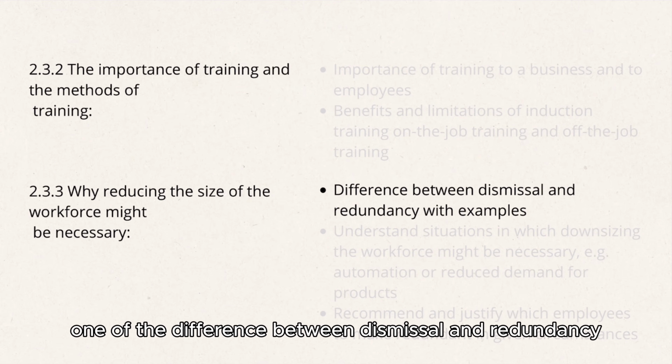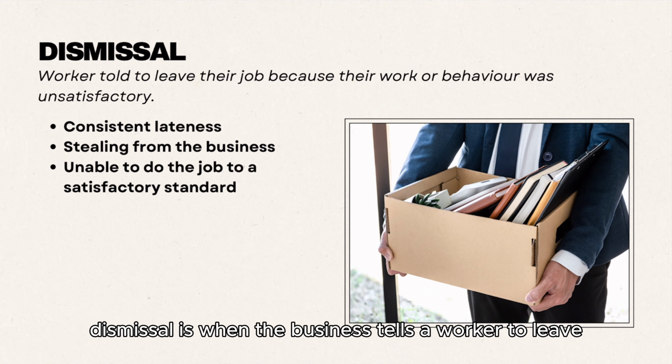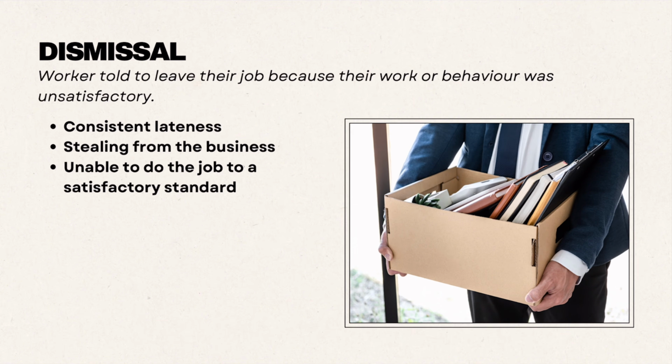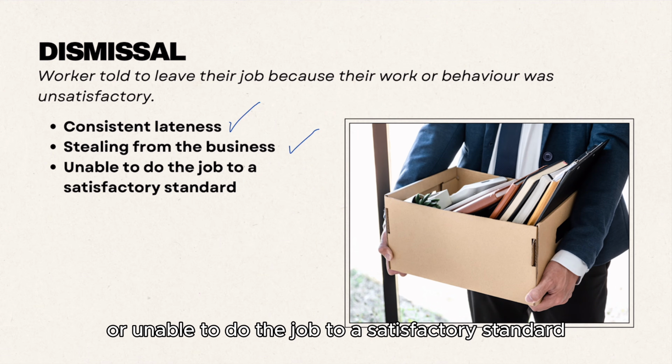So what are the differences between dismissal and redundancy? Dismissal is when the business tells a worker to leave because their behavior was unsatisfactory. This could be lateness, or stealing from the business, or being unable to do the job to a satisfactory standard.